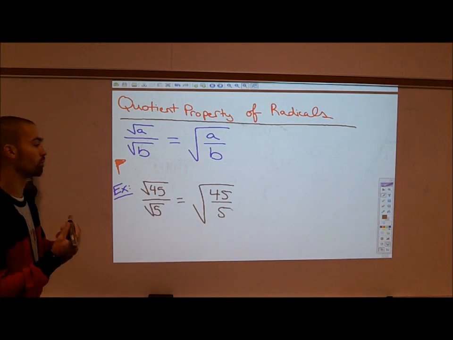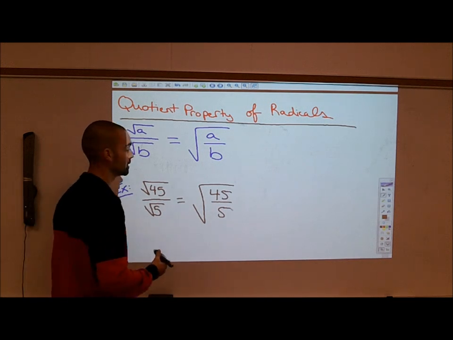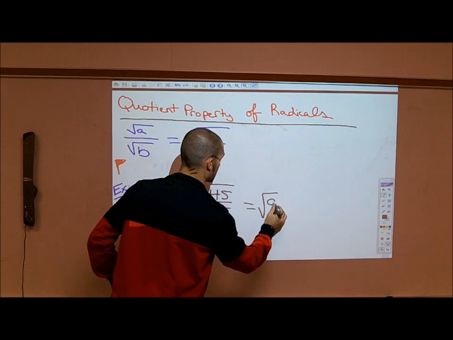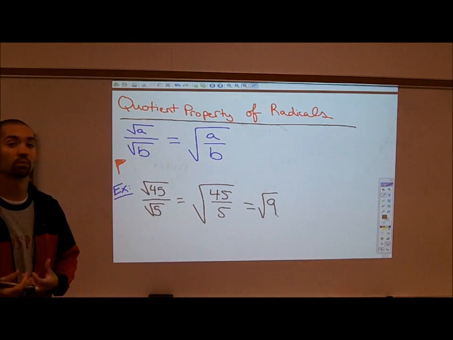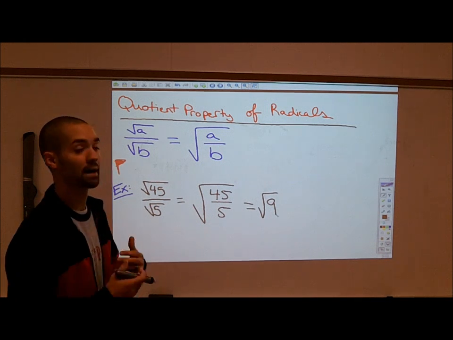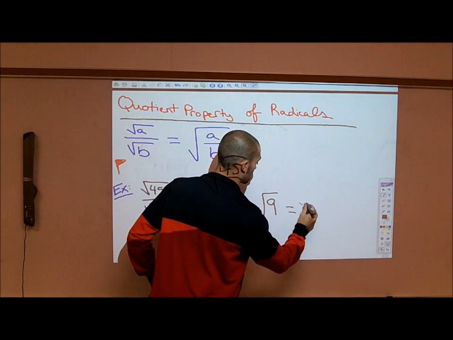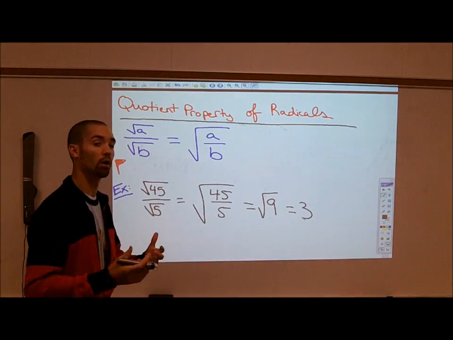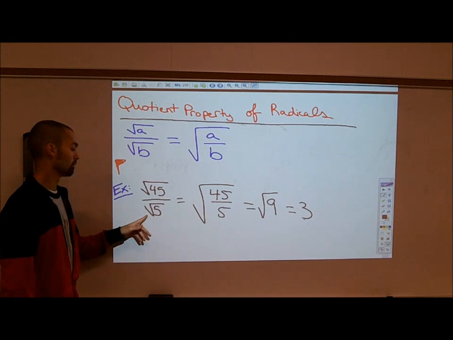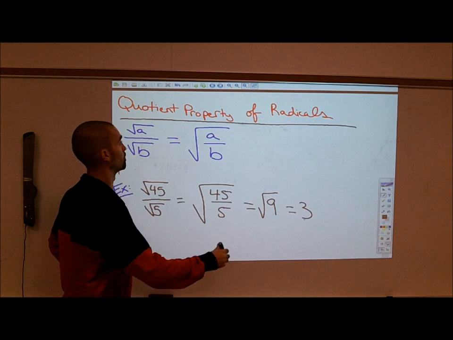Now we can do 45 divided by 5. Well, 45 divided by 5 is equal to 9. So we have the square root of 9. And then we go back to our simplifying process. Can I simplify the square root of 9? Well, you bet. 9 is a perfect square. Its square root is 3. Okay? So that's one way that we can get rid of this radical in the denominator. Moving on.